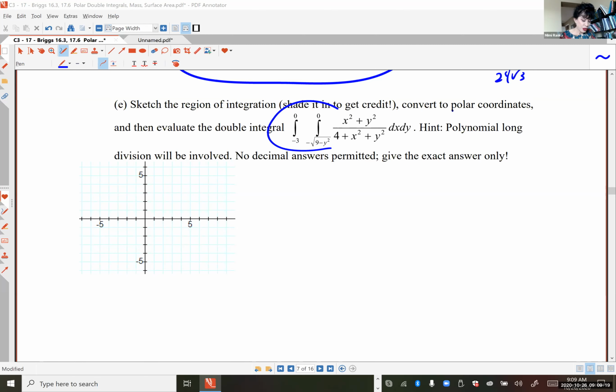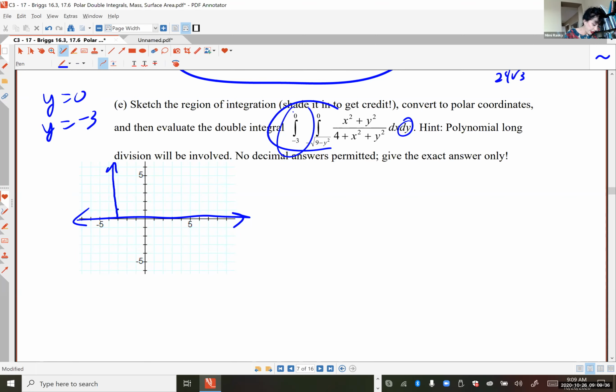So you're going to look at the outermost variable of integration, which is with respect to y. So y equals 0, y equals -3 are 2 equations that you need to graph. Okay, y equals 0 is just a horizontal line, the x-axis. Y equals -3 is here. Okay, there's y equals -3. All right. So I have 2 of the equations. Then what?